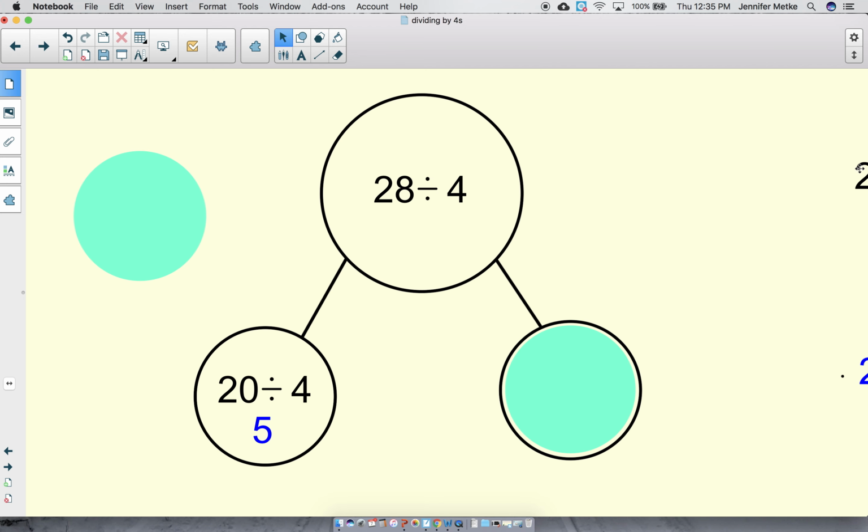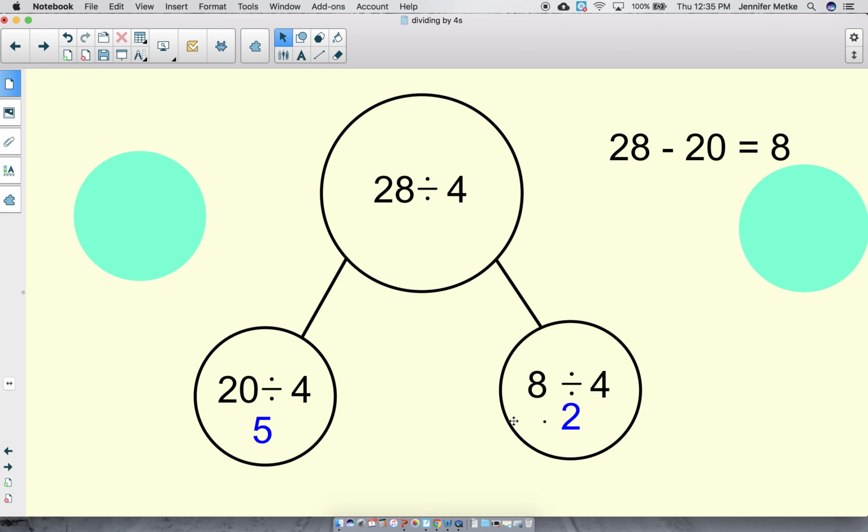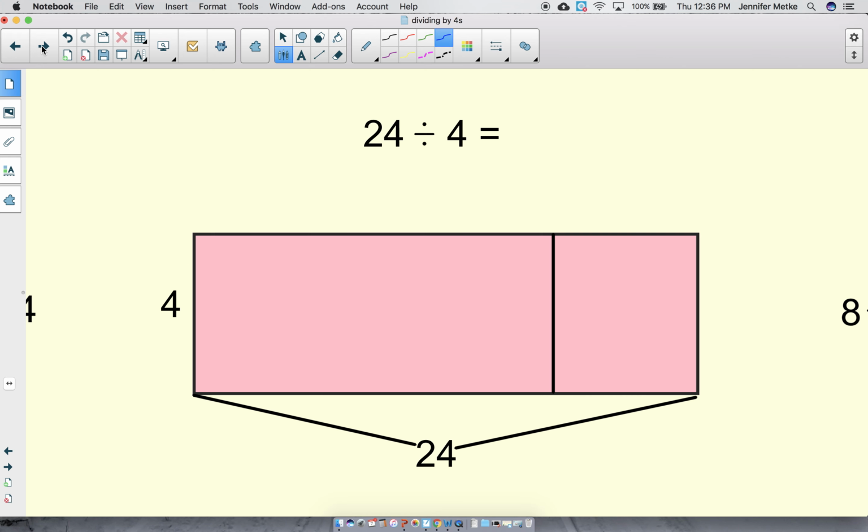So since I had 28, this was my total, and you'll see that I've used up 20. I now have 8 remaining in my total, but notice my divisor doesn't change. I still have to divide that remaining total by 4. So I know now I have to think, well, 8 divided by 4. I know 8 divided by 4 is 2. So now I just have to put those two parts together to figure out what is my total quotient for 28 divided by 4. Well, 28 divided by 4 is 7. So notice when you use that fact that gets you to 5, it really makes a lot of this mental math much easier.